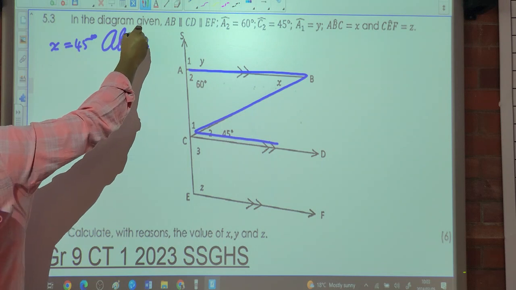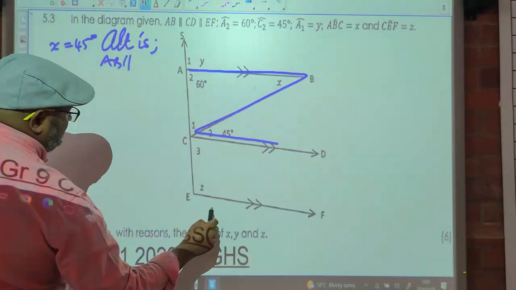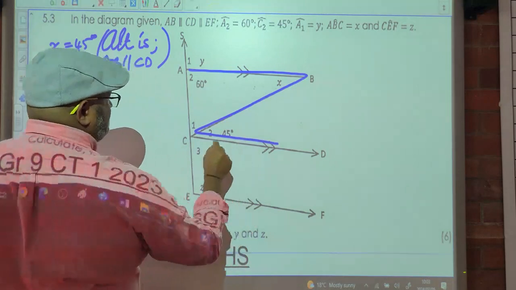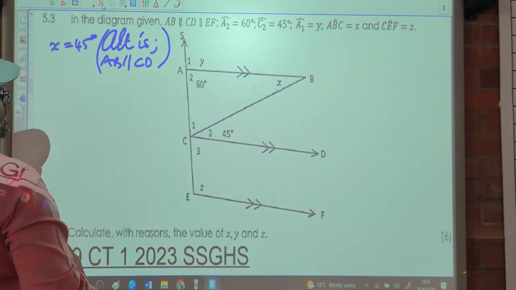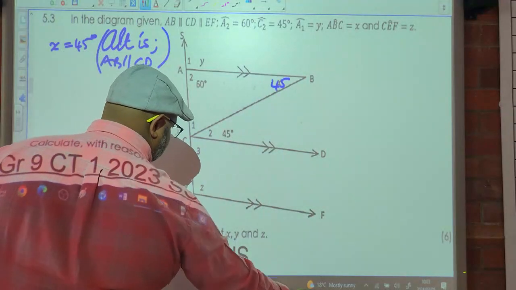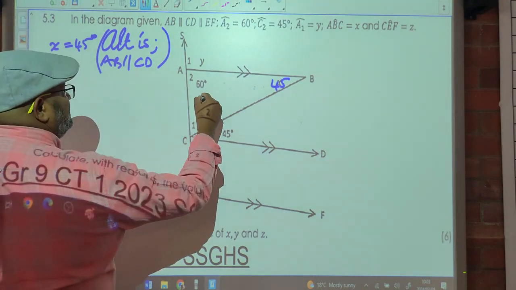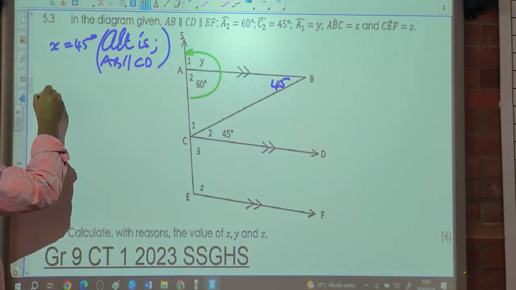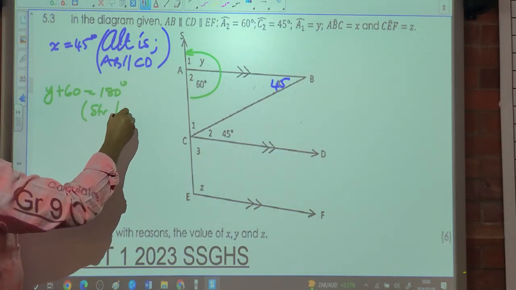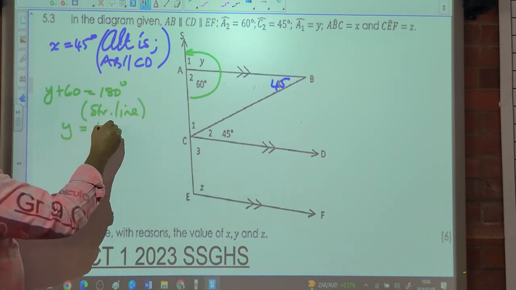Alternate angles with AB being parallel to CD. You couldn't use EF, no? That's a different set of lines being used. So this is of course 45 degrees. Y is going to be straight line. Y plus 60 equals 180, straight line. So y works out to be 120 degrees.